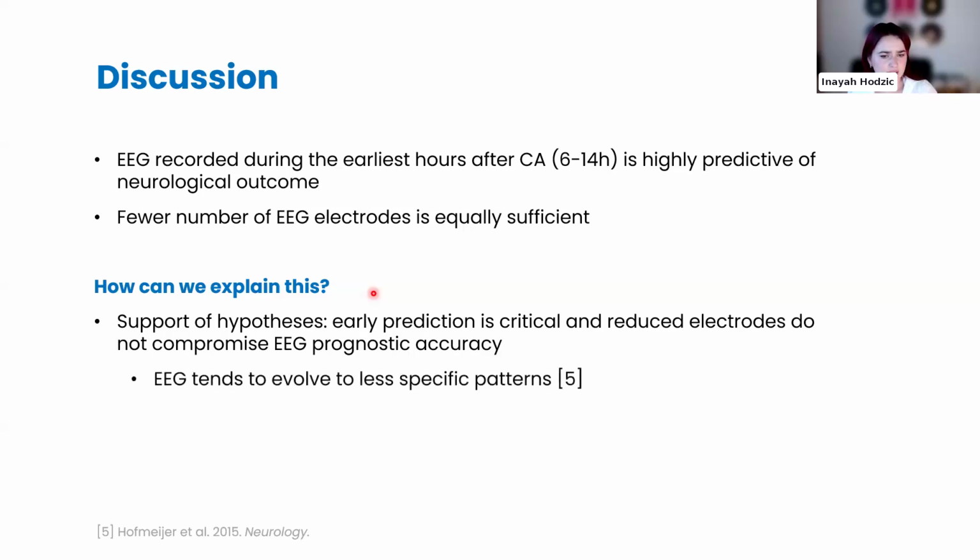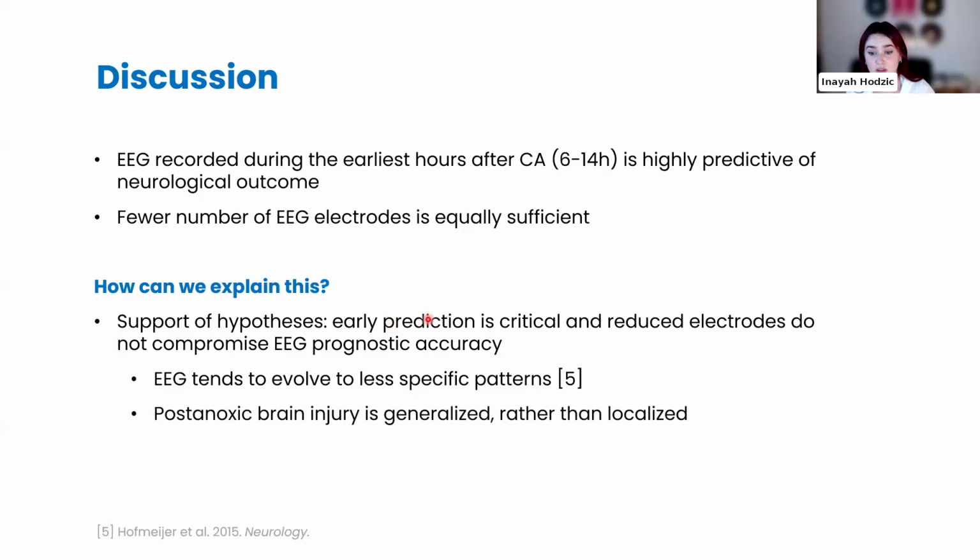And the suggestion is that the EEG tends to evolve to less specific patterns over time, and that therefore the earliest patterns are most distinctive and most indicative and informative of particular outcomes. And then postanoxic brain injury tends to be a generalized condition rather than localized. So even if you reduce the number of electrodes that you use to measure, you would still have those ubiquitous EEG patterns that persist, because it's a generalized type of brain injury.